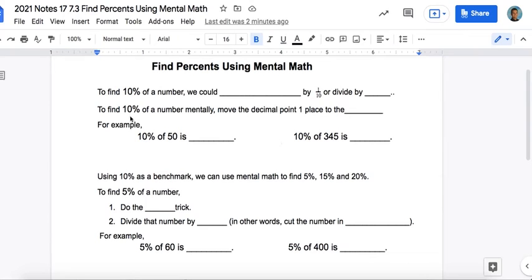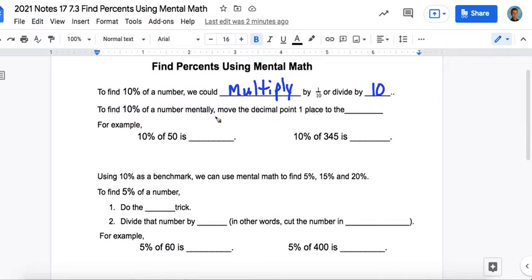Video on finding percents using mental math. So I'm going to show you a trick to find percent of a number using some mental math. To find 10% of a number, we could multiply by 1/10, or we could just simply divide by 10.